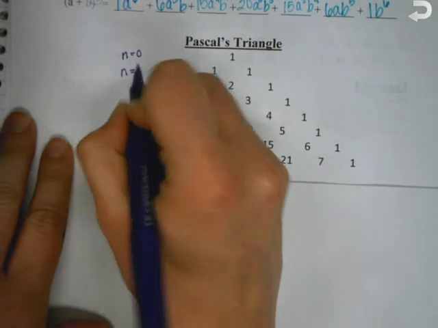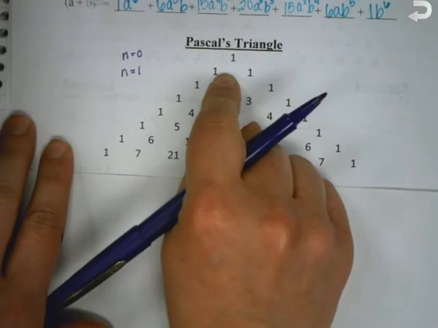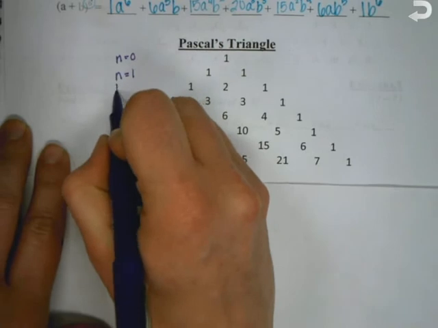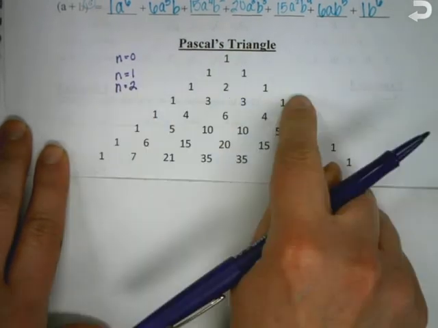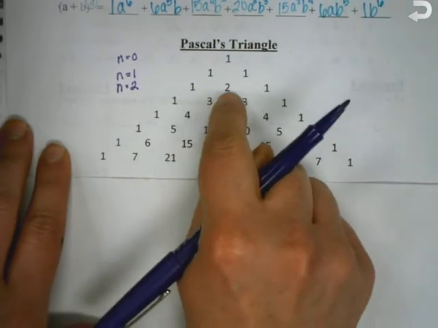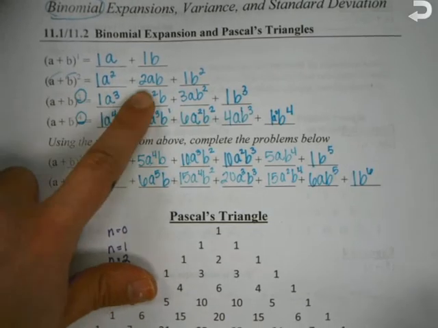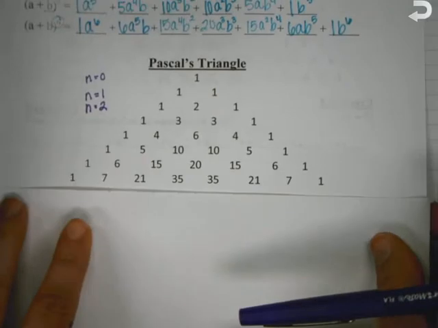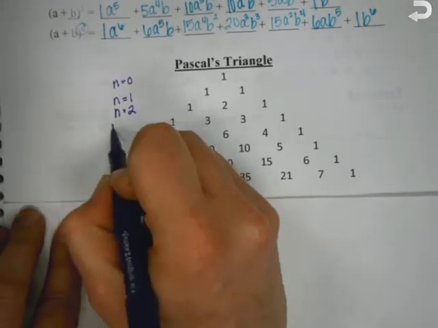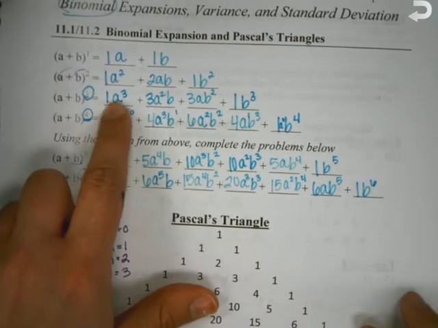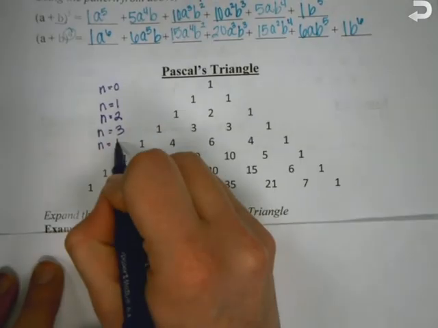Is that what they did? 1, 2, 1. What about when my exponent was 3? 1, 3, 3, 1. Is that what we got? 1, 3, 3, 1. What about 4? 1, 4, 6, 4, 1. And that's what we got, right? So we can use Pascal's triangle as a shortcut to figure out what our coefficients are going to be before we actually write it all out.